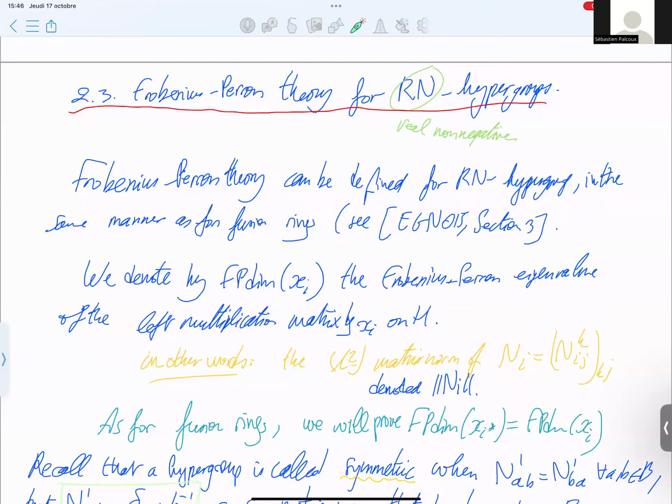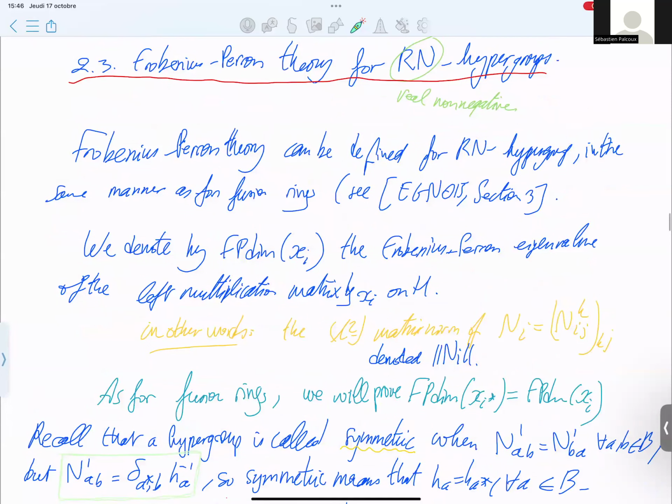In fact, you can prove something in a hypergroup, where you replace the fusion coefficients, replace integers by reals. So maybe this is what I am saying here. When you say real non-negative, then you can apply Frobenius-Perron theory. You cannot apply Frobenius-Perron theory on a hypergroup without this assumption, because then we don't have a matrix with non-negative entries. Okay. So this is exactly what I am saying here.